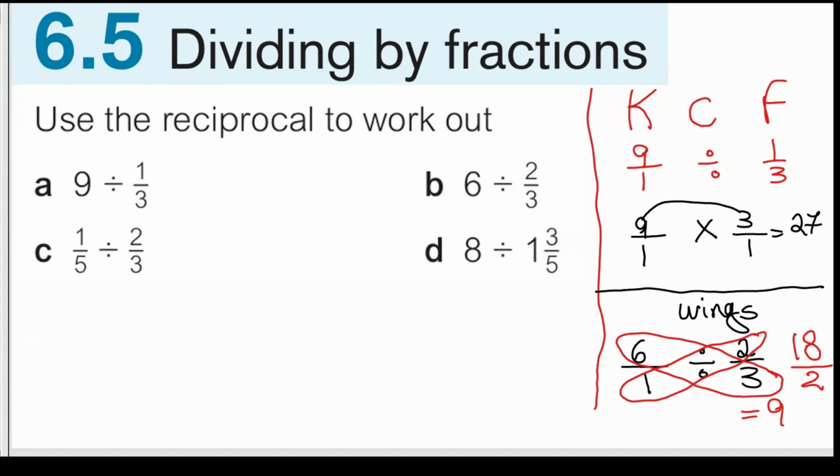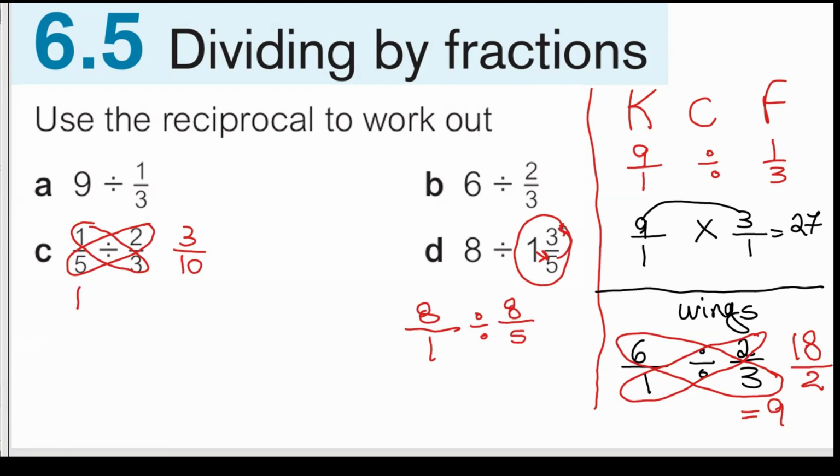And remember, you cannot use mixed numbers in multiplication and division. You have to use improper fractions. So I have 1 over 5. So 1 times 3 is 3. 2 times 5 is 10. Now, I cannot do anything here before turning the mixed number into an improper fraction. So 1 times 5 is 5, plus 3, it's 8 over 5.